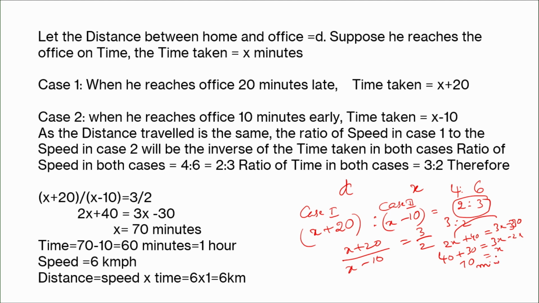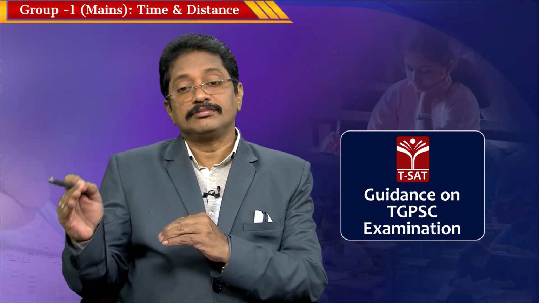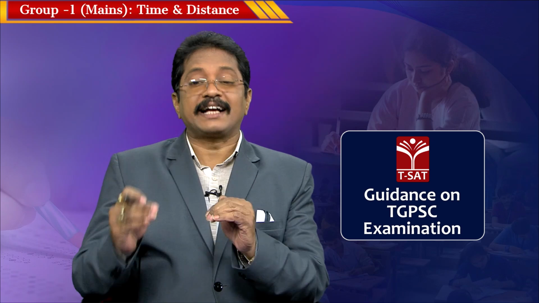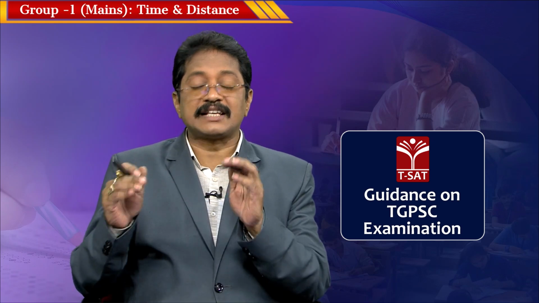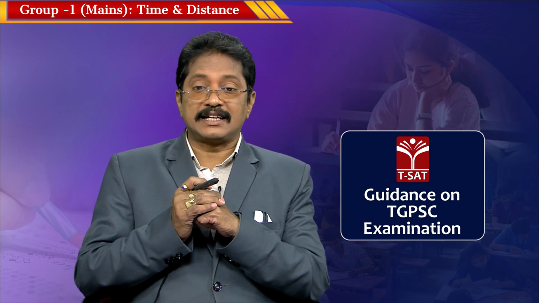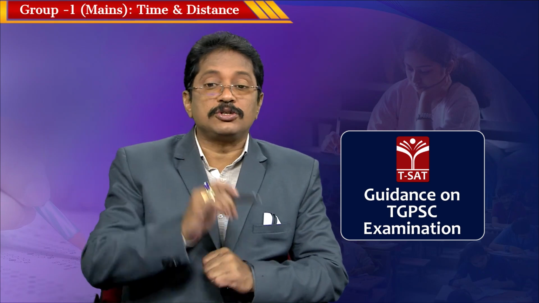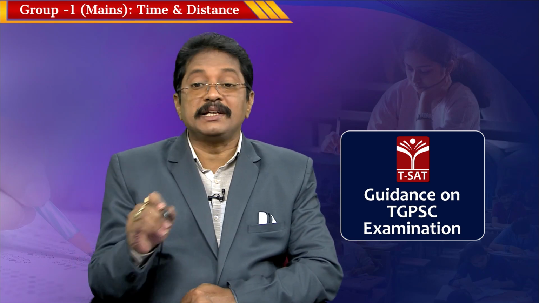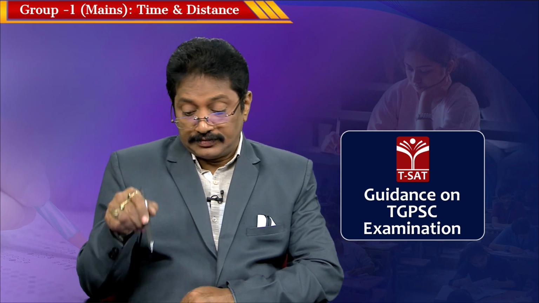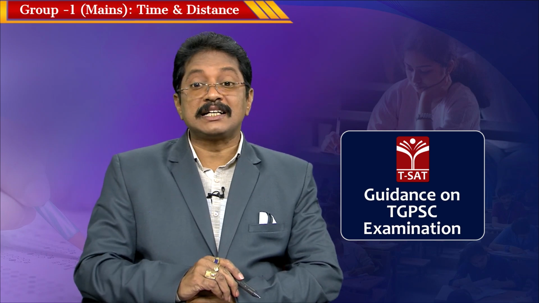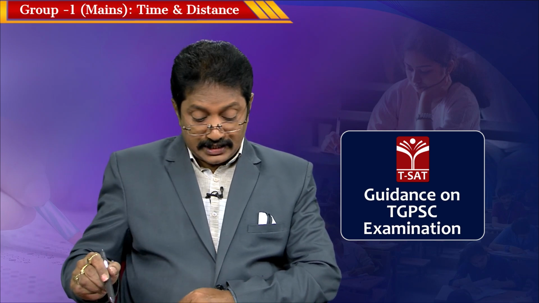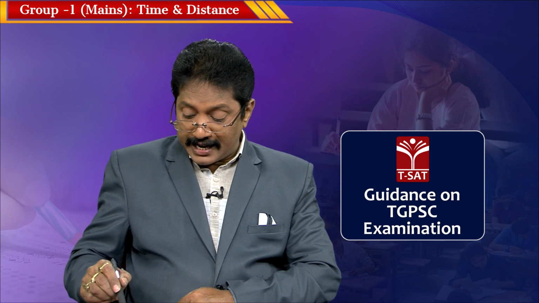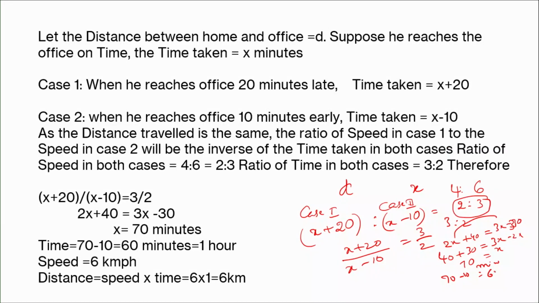Correct? So, to reach his office, the accurate time is 70 minutes. Do you understand? Okay. So, in case 2, he takes 10 minutes early. 10 minutes early means here we have to take 70 minus 10, 60 minutes.